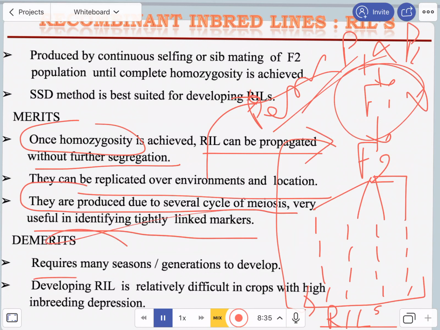Now, what is the demerit? It requires many seasons and generations to develop. Developing RIL is relatively difficult in crops where the problem of high inbreeding depression occurs.